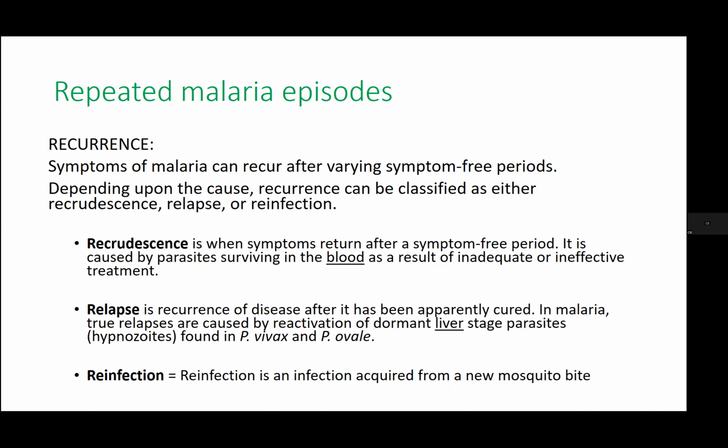Relapse is the recurrence of disease after it has been apparently cured. So in malaria, true relapses are caused by reactivation of dormant liver stages or hypnozoites found in P. vivax and P. ovale. And relapse usually occurs after 3 to 6 months, although it can occur earlier. Reinfection is an infection acquired from a new mosquito bite, and this can be identified by molecular genotyping in endemic areas and applies to all species.